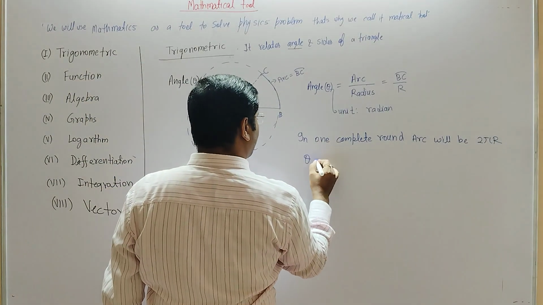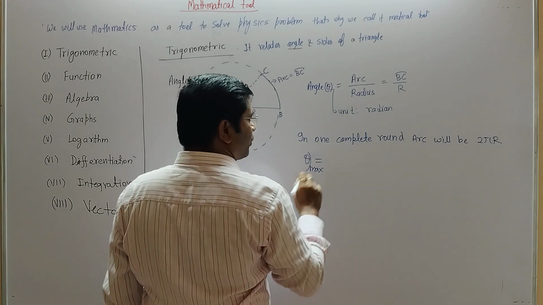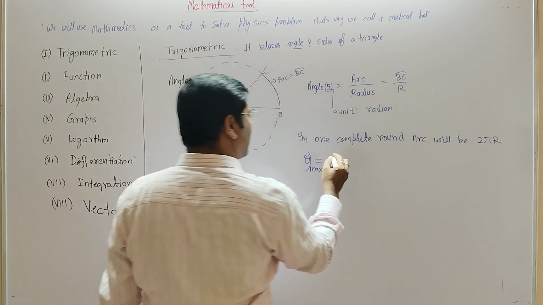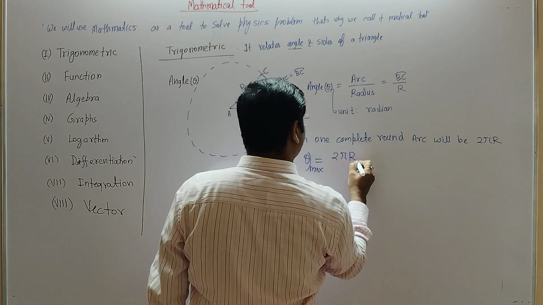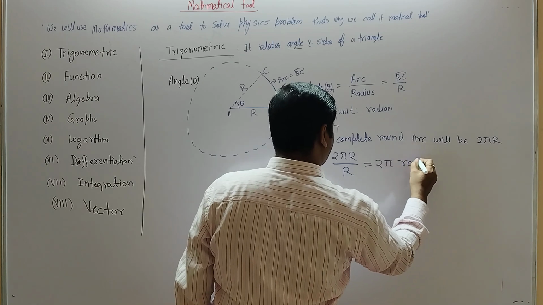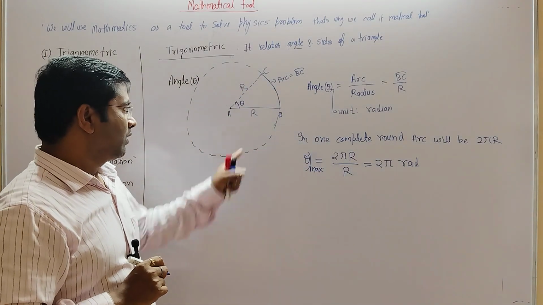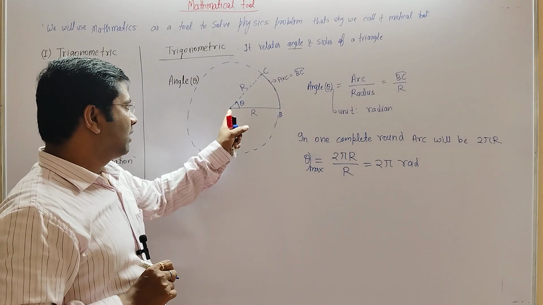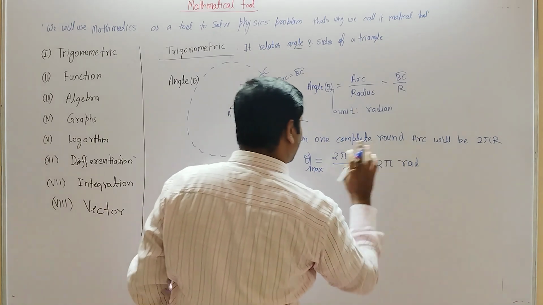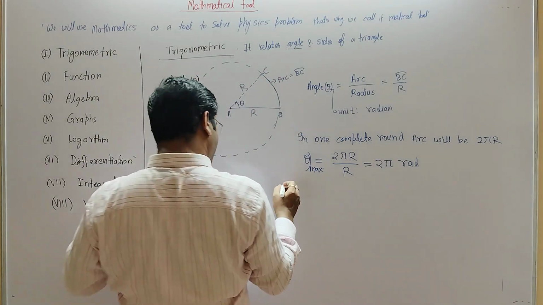So the angle theta will be, let's say this is the maximum angle, because this is one complete round. So this value will be 2 pi r upon r, which is equal to 2 pi radian. So the maximum angle possible is 2 pi radian, because in one complete round the maximum angle covered is 2 pi. Now for our convenience, we will divide this 2 pi angle.